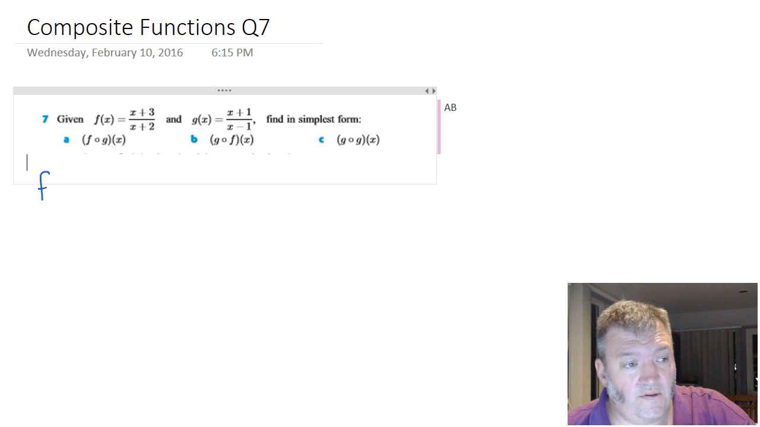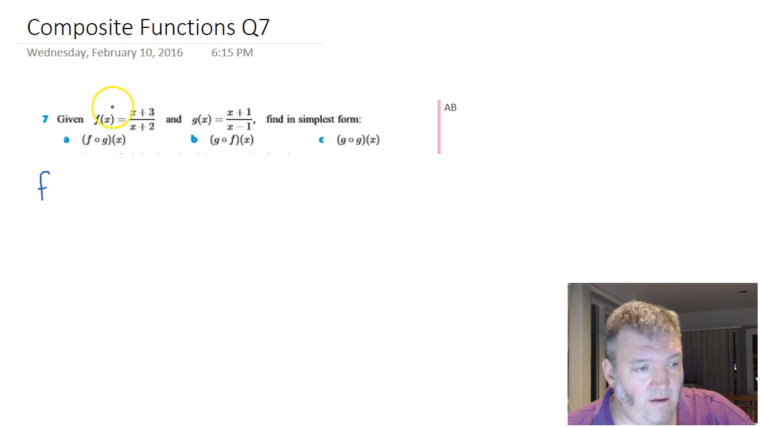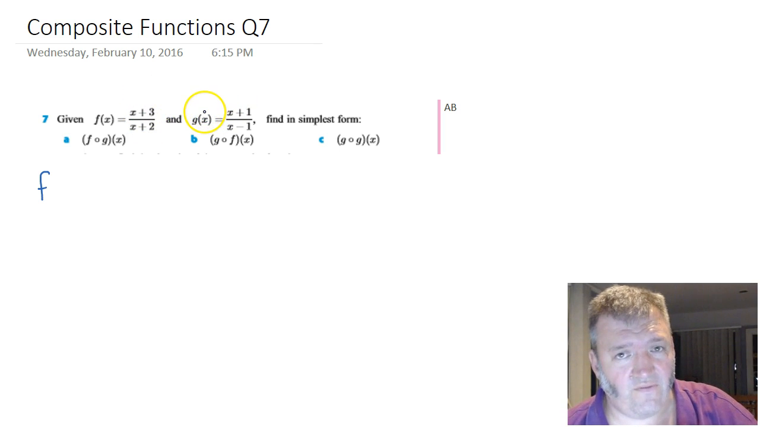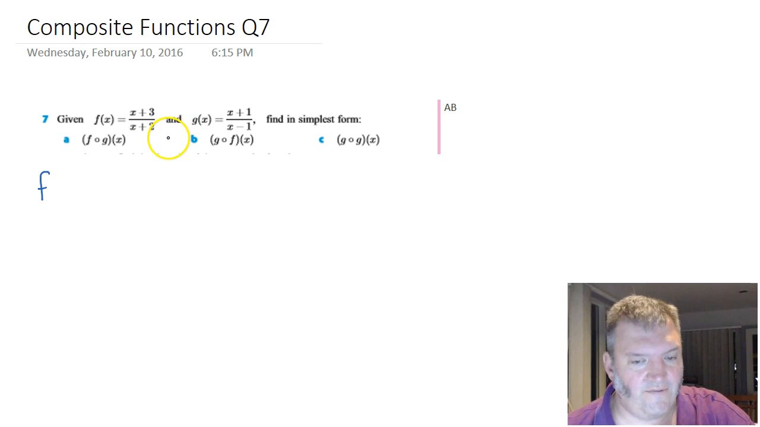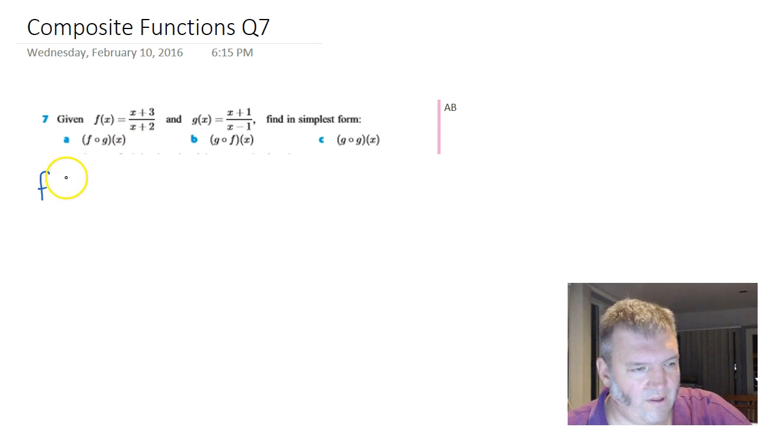Alright, so this is a composite function question, and here I'll just do one, maybe two of them, maybe the first one and the last one, that should be alright. We've got f of x is some sort of rational function and g of x is the same, so rational functions, ratio, yep, it's a fraction. Let's see how we go with this.